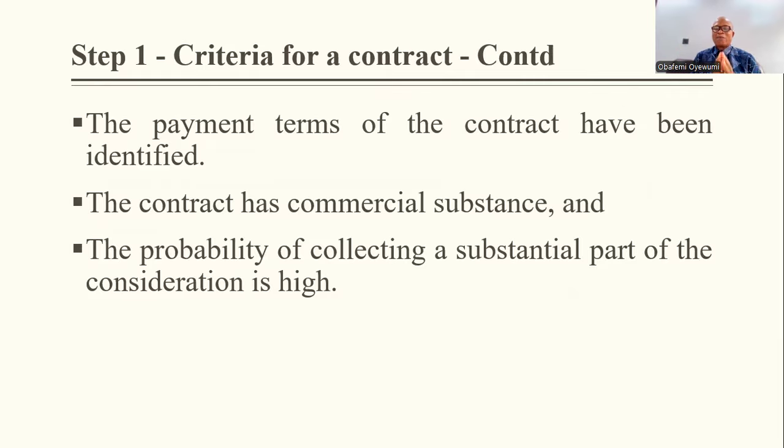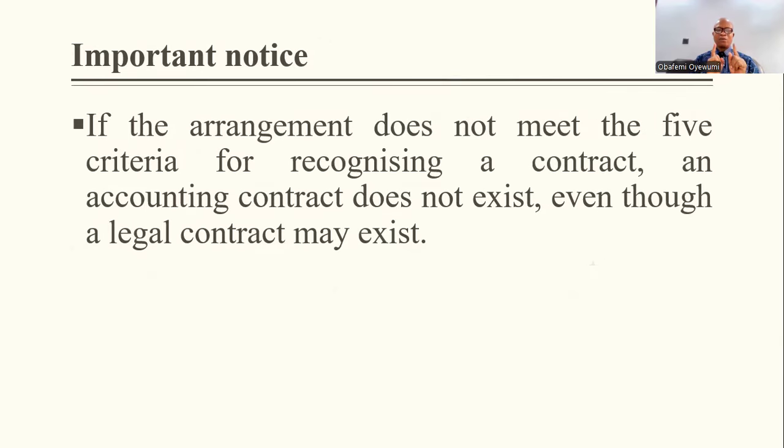So there must be that high probability that the contract will see the light of the day, and the amount that is going to be exchanged will be well noted. And then, of course, the probability of collecting it will be very high. So let's look at this very important note. If the arrangement does not meet the 5 criteria for recognizing a contract, an accounting contract does not exist, even though a legal contract may exist.